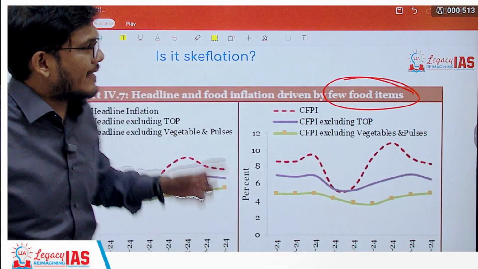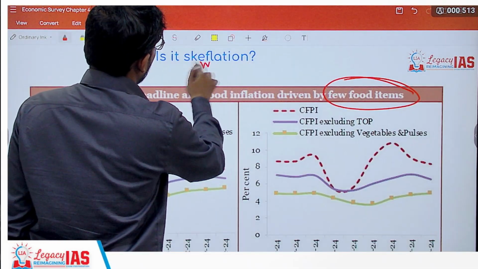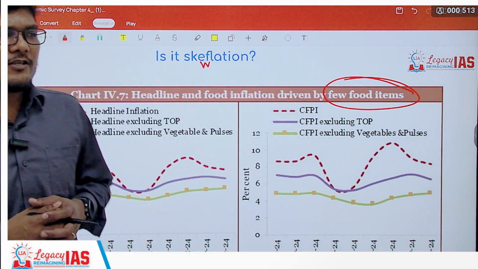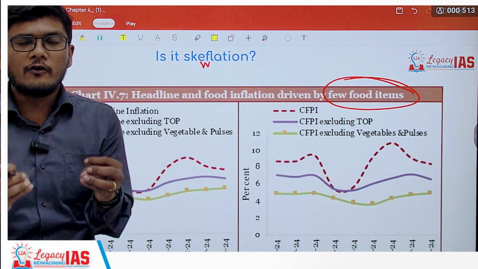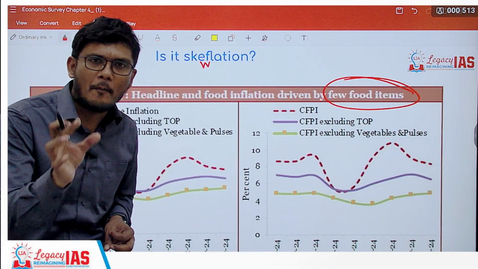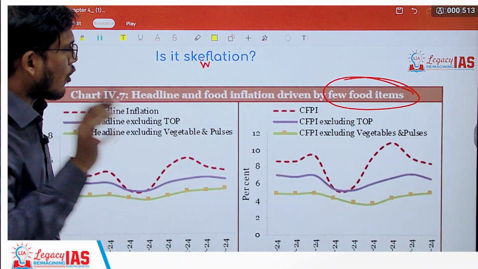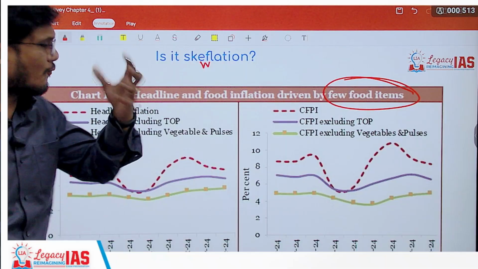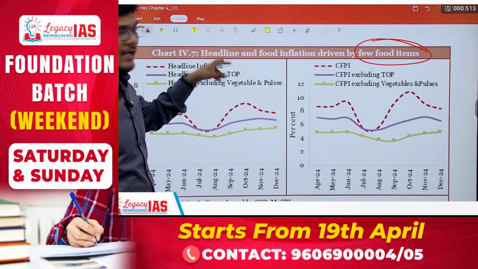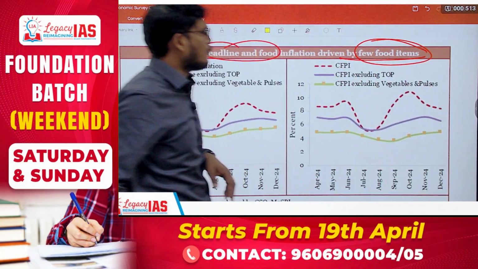Doesn't it mean that there is a sort of skewflation happening? This should be a W here. S-K-E-W, skewflation. Now, what do you understand by skewflation? Skewflation is the inflation caused by a sustained increase in the prices of a few of the commodities in the basket of goods and services. So we are probably witnessing skewflation in food inflation, and also in headline inflation, because both are driven by just a few food items.